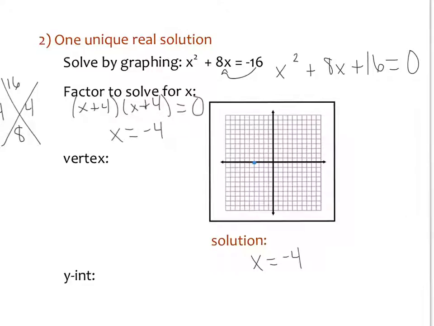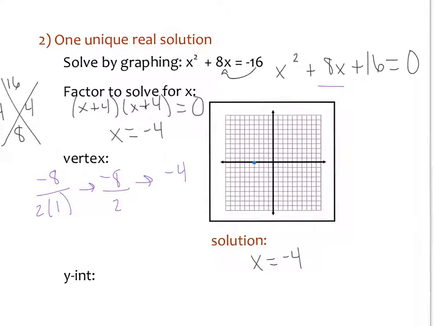Now before we can fully graph this, let's go ahead and find the vertex. So again, to find the vertex, I need to take opposite of b over 2a to find the x-coordinate, then plug that in to find the y-coordinate. So here, opposite of 8 would be -8 over 2 times a, which is 1, which is -8 over 2, which is -4 for my x term.